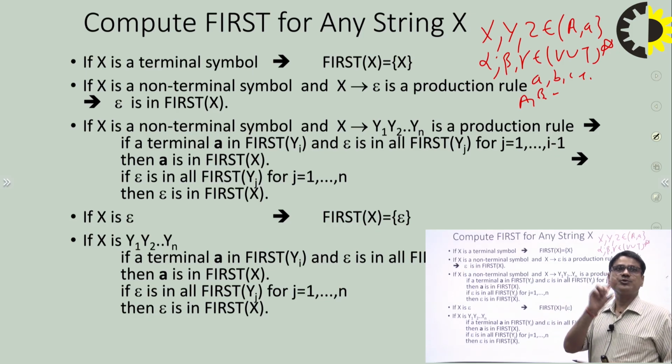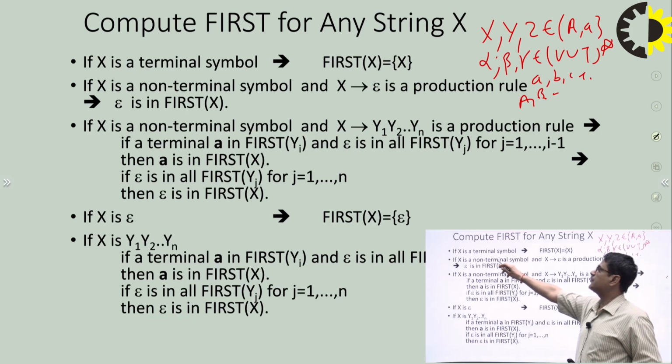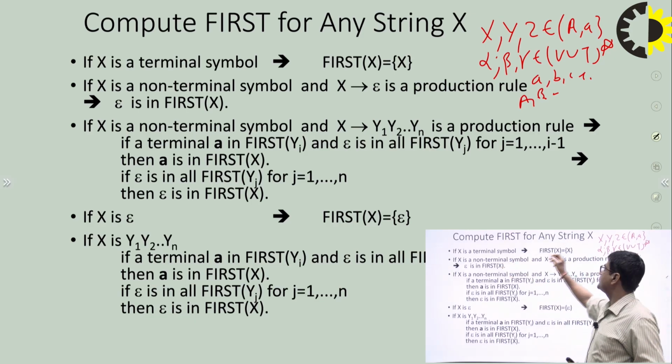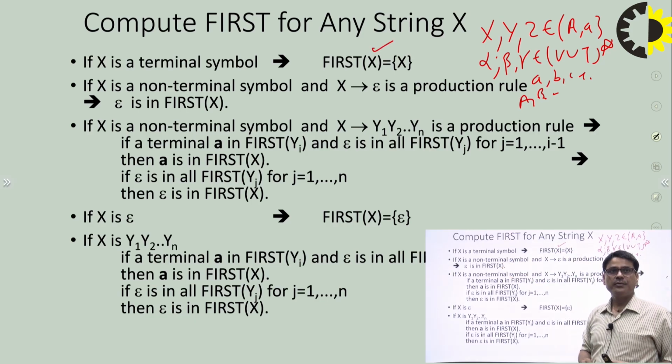So capital X is used for the grammar symbol. We can refer to this capital X for non-terminal as well as terminal. So the first rule means if any terminal is there, that is first of that terminal. Every terminal is first of itself. That is the first rule, meaning every terminal you can use in the place of first.